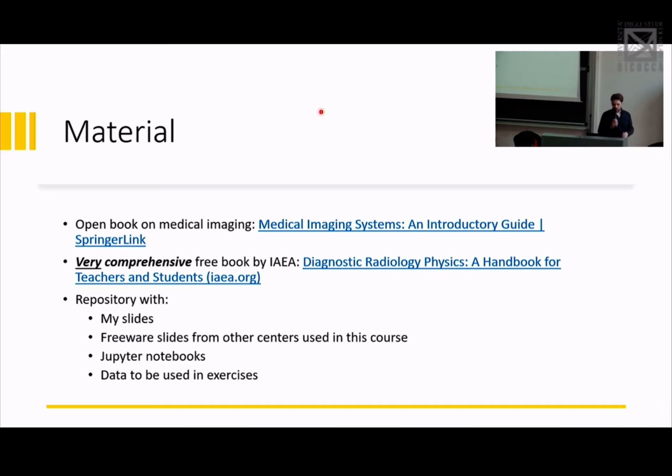Okay, so these are extremely long books. This is a short course instead, but if you need some specific information, if you want to get some information more in depth, you can find it there. You will have a repository, which I will put the link on the e-learning, a Google Drive repository with my slides and some other freeware slides from other centers. And I will also put there all the data for the laboratory.